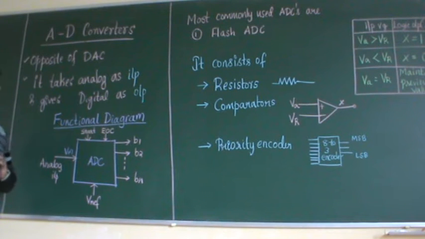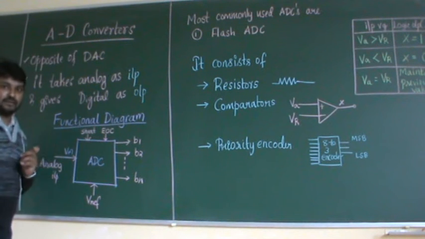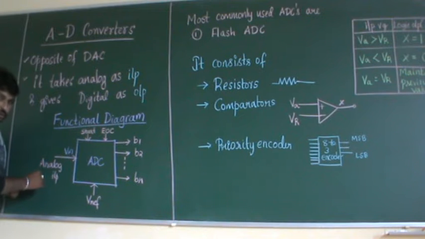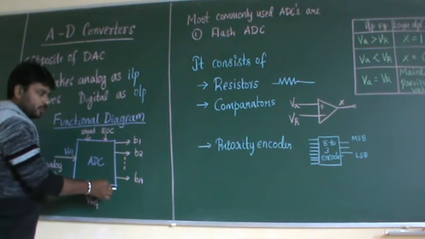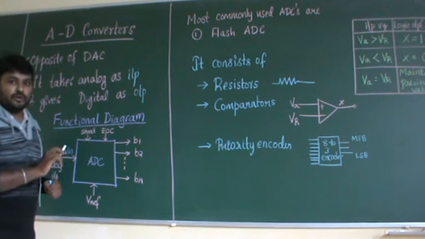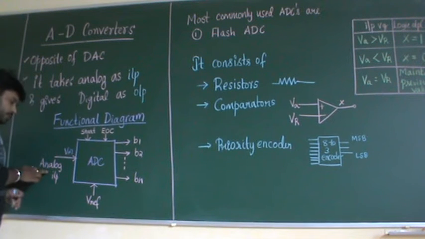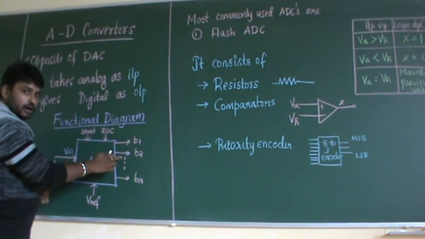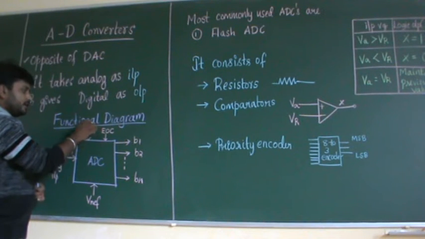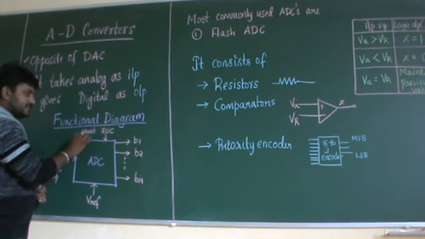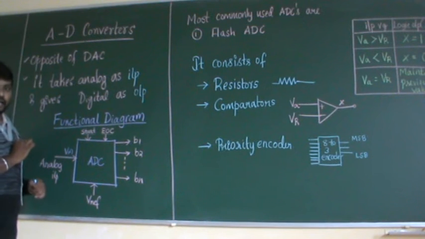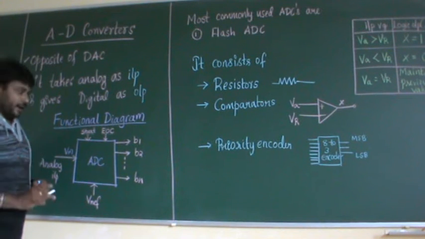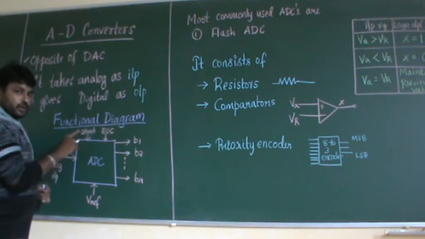And the functional diagram of ADC. This is the functional diagram of ADC. So here towards the left side you will be providing the analog input, which is represented as Vin. And towards the right side you will be getting the output, and that will be in the digital form. Here you are providing the analog input and here you are receiving the digital output. So here we are providing two signals, that is start as well as EOC.